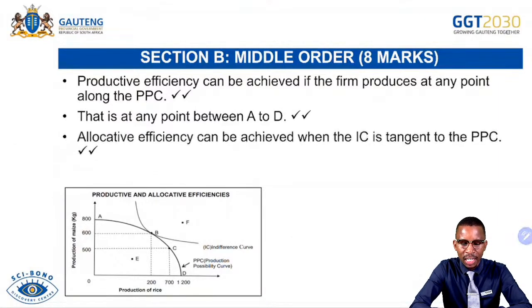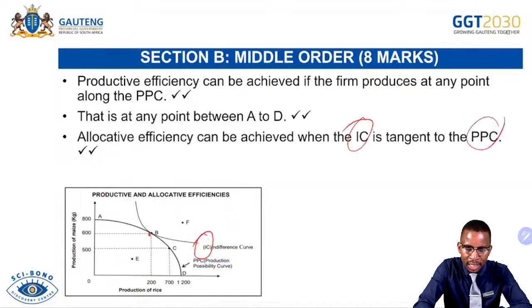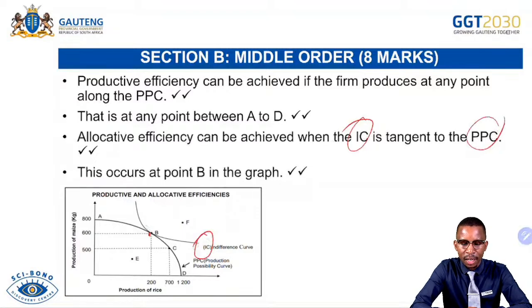And then allocative efficiency can be achieved when the IC is tangent to the PPC. When the indifference curve, which is IC, is tangent to the PPC, that is point B. So in that case, the firm is allocatively efficient. Resources have been used at their optimum level. This occurs at point B in the graph. That is point B that is indicating allocative efficiency.